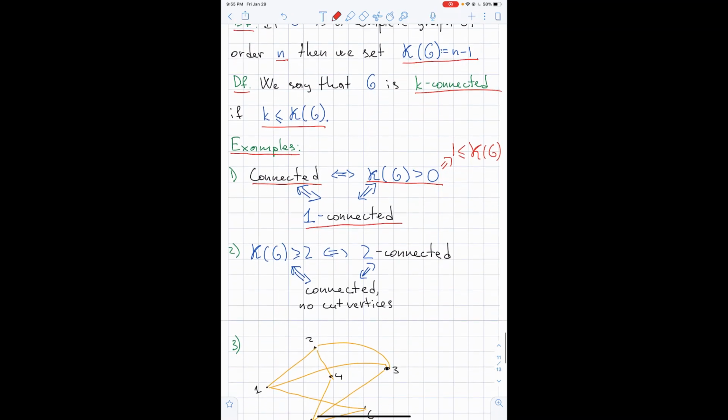Now, kappa is greater or equal than 2. Well, it is equivalent to saying 2 connected, and it is also equivalent to saying that it is connected and there are no cut vertices, right? So the cut vertex would also be a cut vertex set containing just one vertex. So if there is a cut vertex, that means that it is just one connected and not two connected.